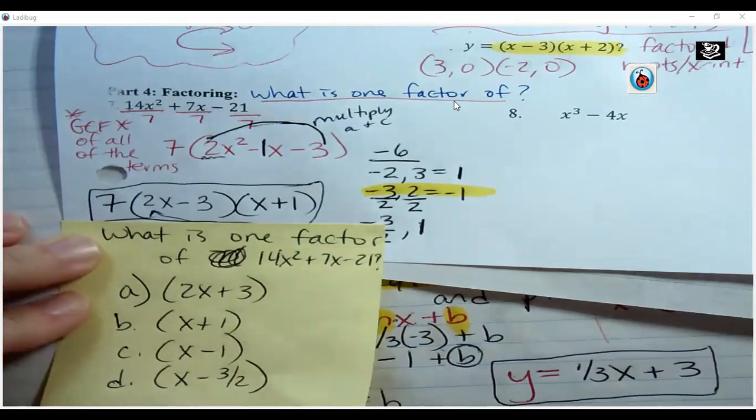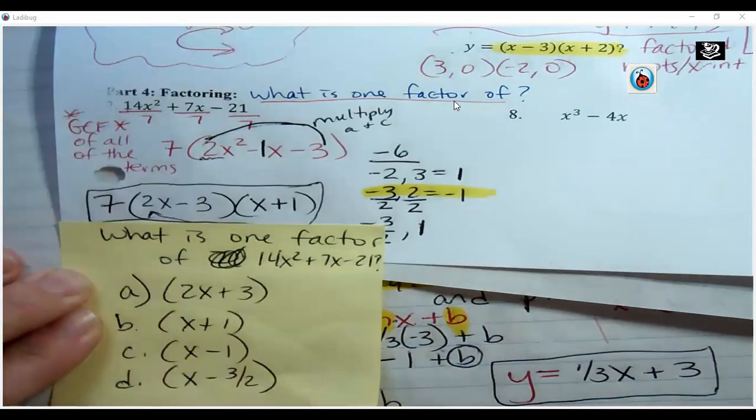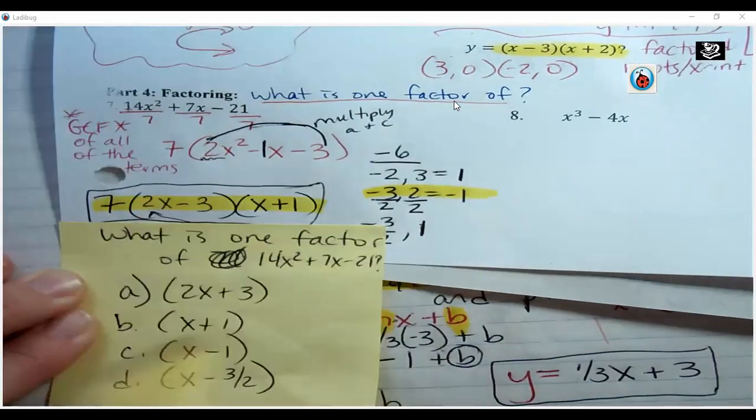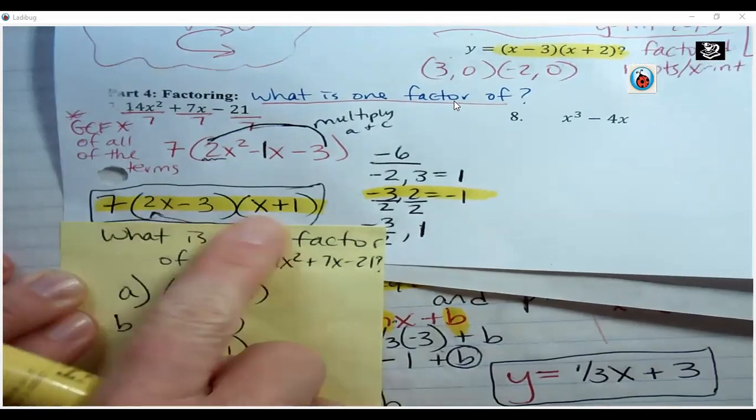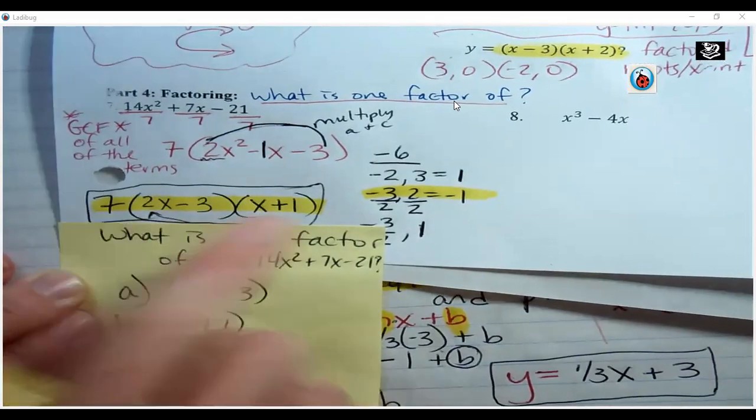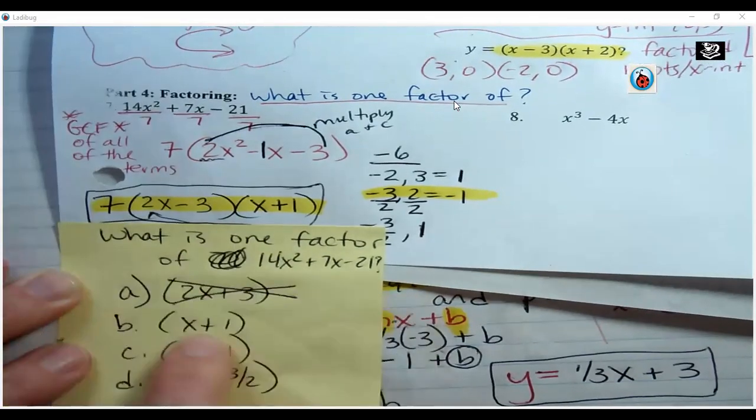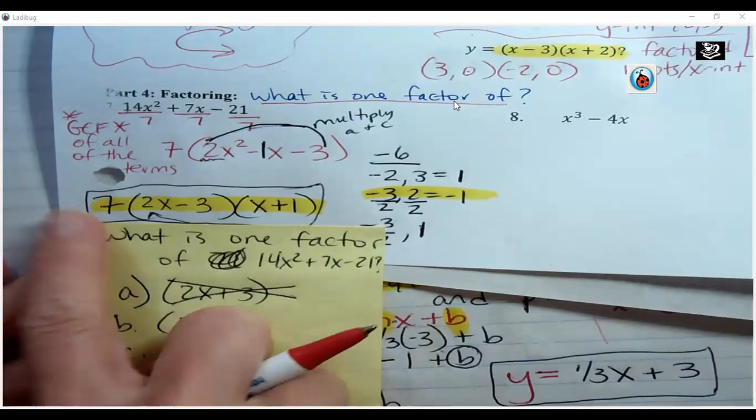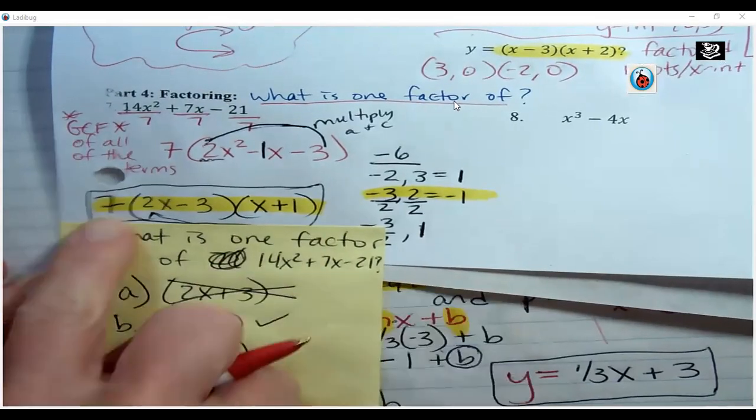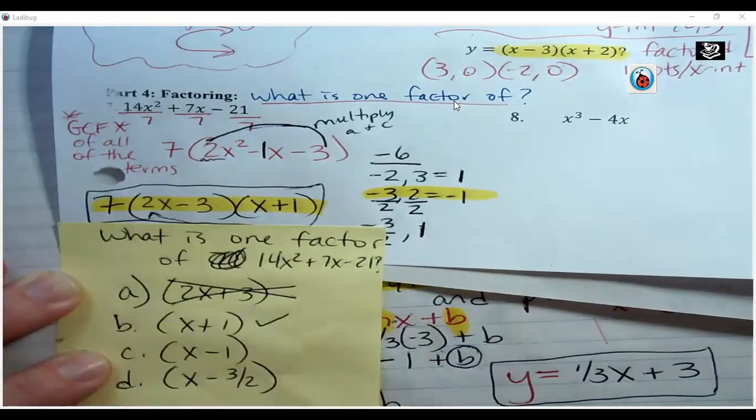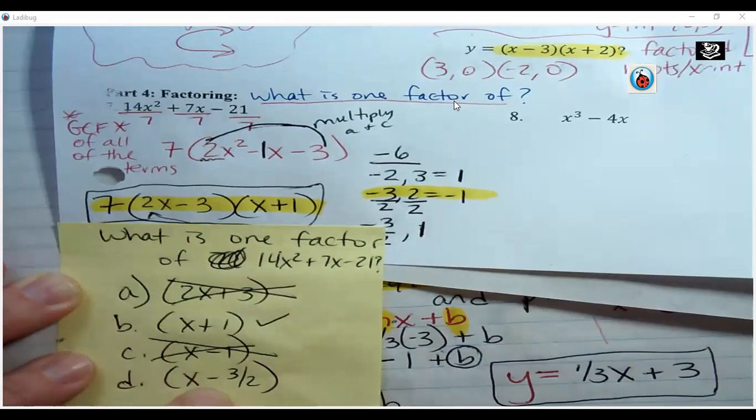All right, let me talk you through it. So we got our answer to be 7 times (2x minus 3)(x plus 1). Is 2x plus 3 one part of our answer? No. Okay. What about x plus 1? Is it one part of our answer? Yes. What about x minus 1? Is that one part of our answer? No.